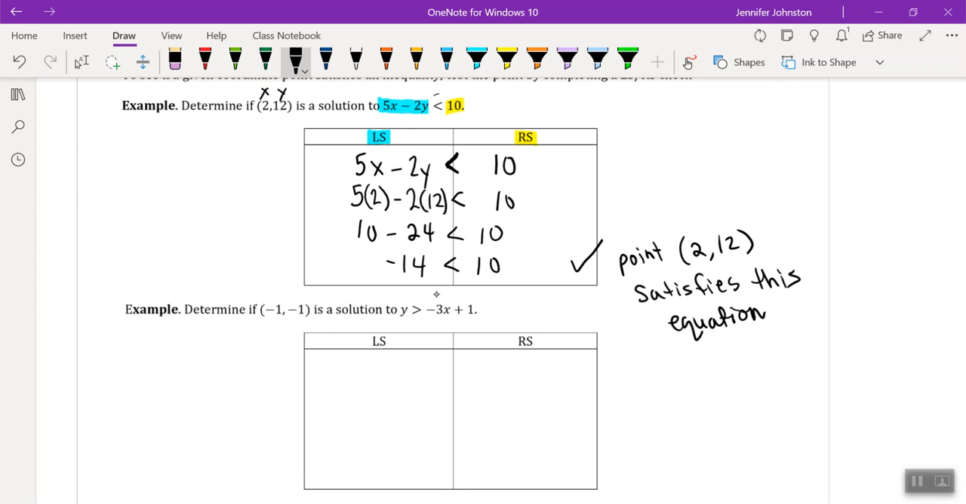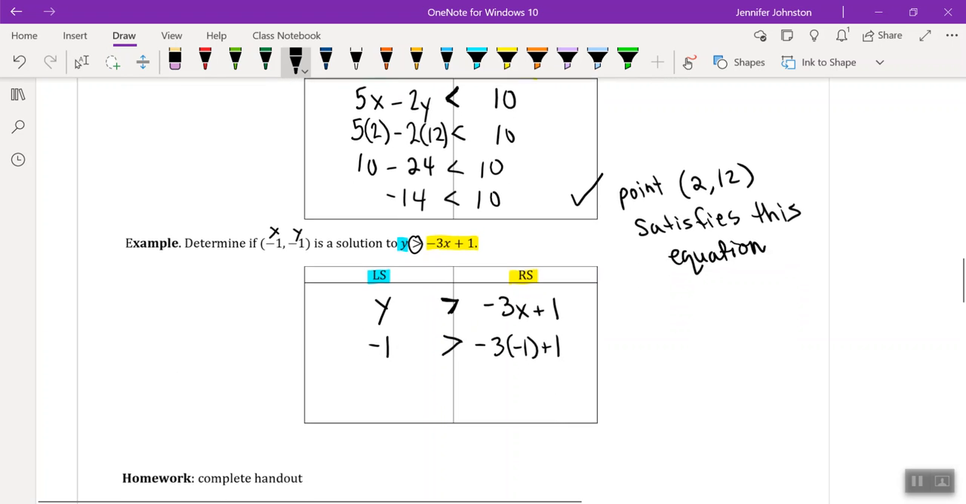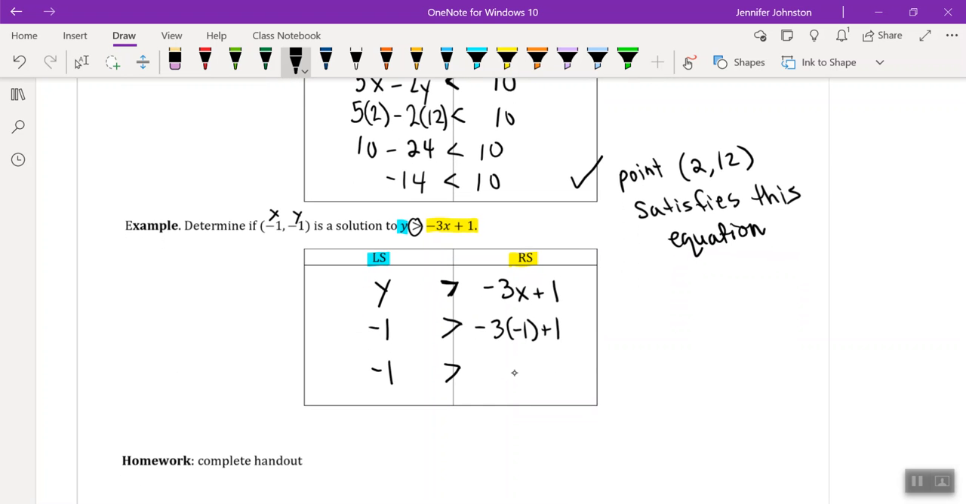All right, let's try this one. Same setup. We're going to have the y on the left side, because that's on the left side of the inequality. We're going to use the same symbol here, which is greater than. And then on the right side, we're going to have negative 3x plus 1. Where we see x, we're going to write negative 1. And where we see y, we're going to write negative 1. So negative 1 for y is greater than negative 3 times negative 1 plus 1. Let's see if this is true. Is negative 1 bigger than negative 3 times negative 1? That's 3 plus 1, which is 4. Is negative 1 bigger than 4?